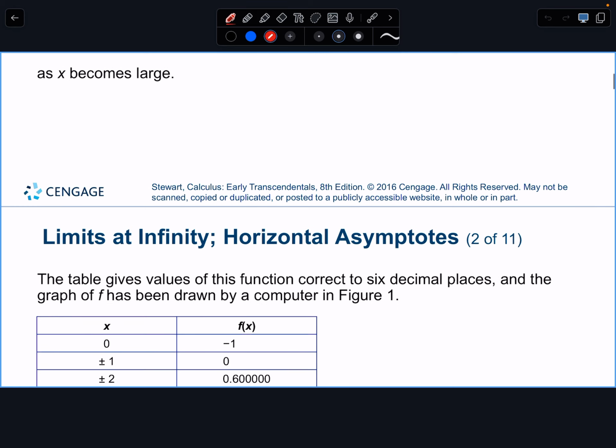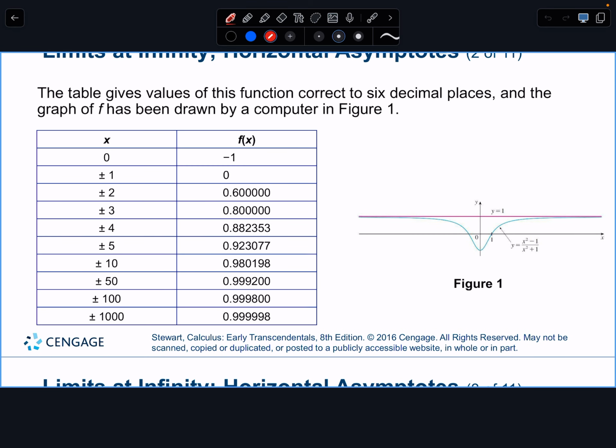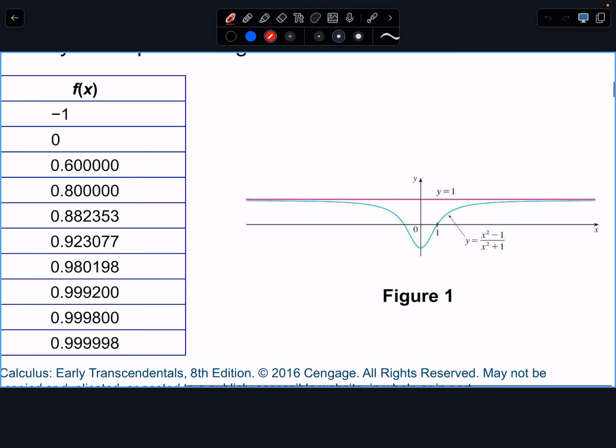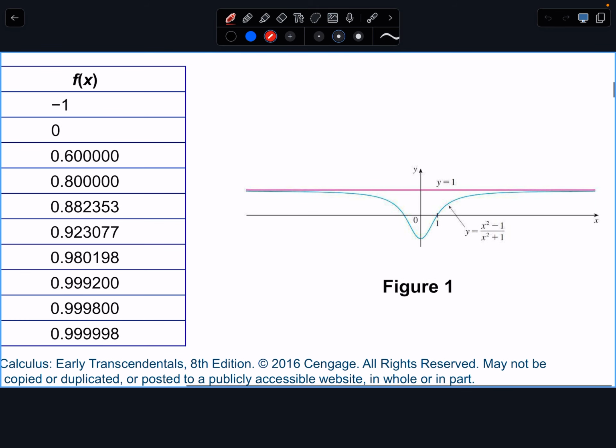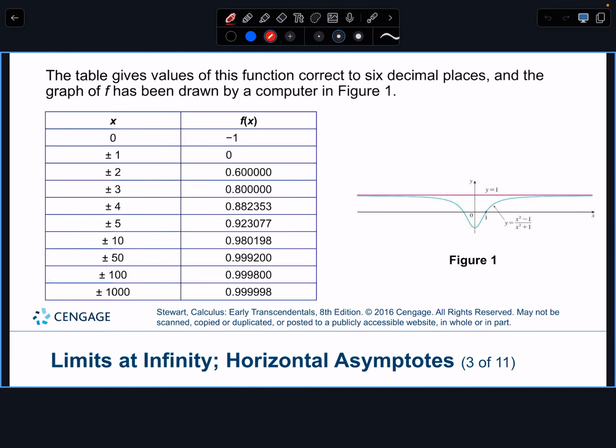So if we look at a table of big values, now notice these big values on the table say plus or minus. So both positive and negative big values. We can see values of f of x, the function values, the y coordinates, get extremely close to 1, right? And we can see that on the graph too. As x is going out on both the right side and the left side, it's getting close to that red line at 1.